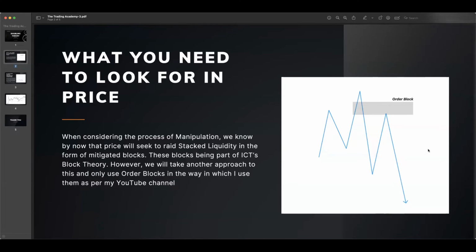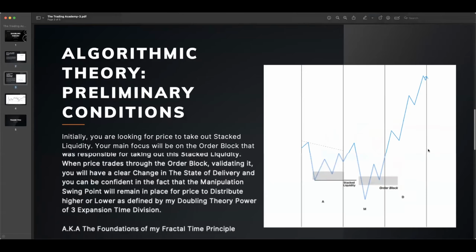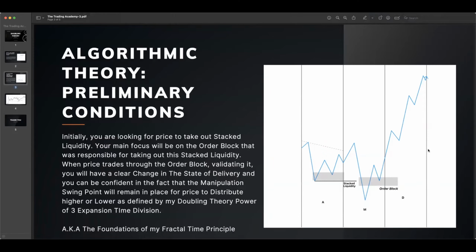So what you need to look for in price: when we're considering the process of manipulation, we know by now that price will seek to raise stack liquidity. Stack liquidity being mitigations, in the form of mitigated blocks. These blocks are as described by ICT's block theory, but we will be taking another approach, and we will only be using the order blocks in the way I use them, as per what I've taught you on my YouTube channel. Okay. Now, the algorithmic theory is as follows.